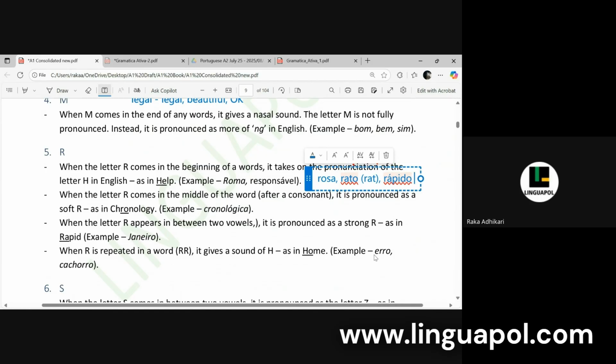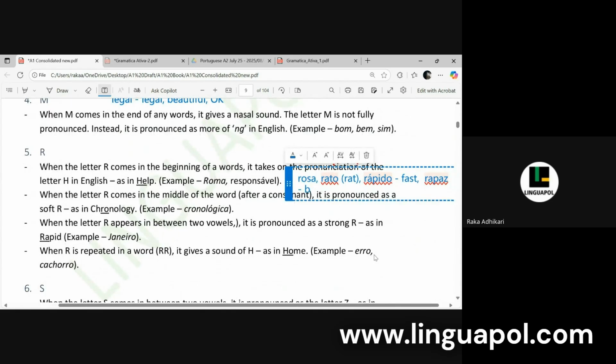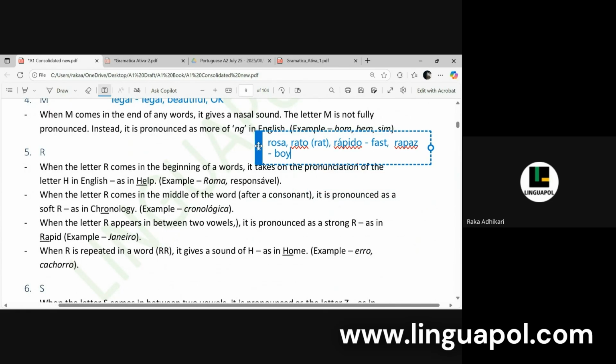Rápido. It has an accent. Rápido means fast. Then words like rapaz. Rapaz means a boy. So all these words beginning with the letter R, all of them have this sound of ha in the beginning.